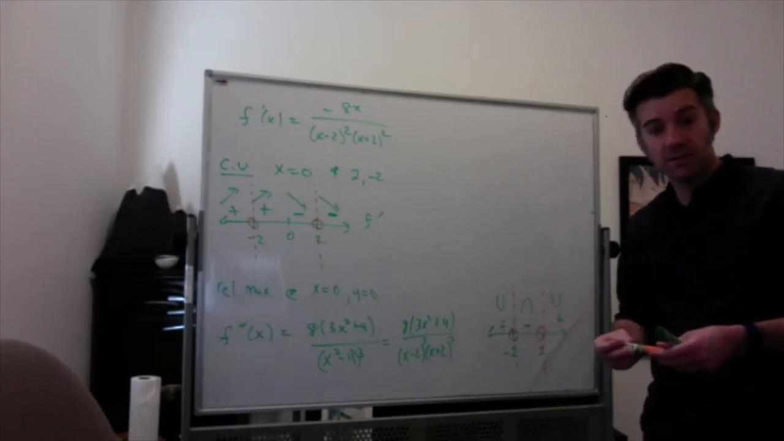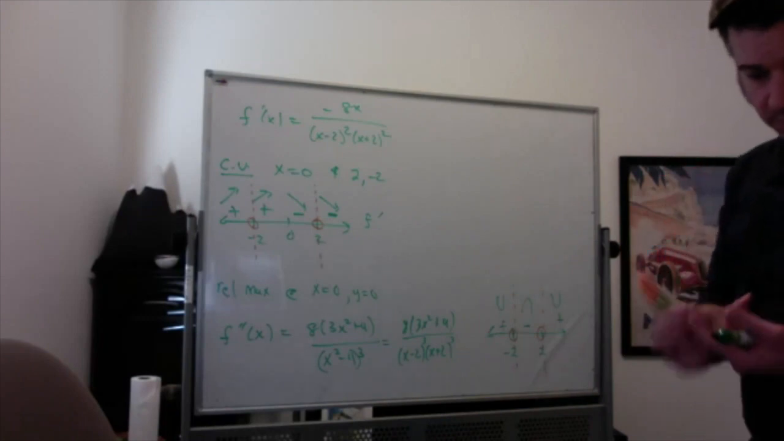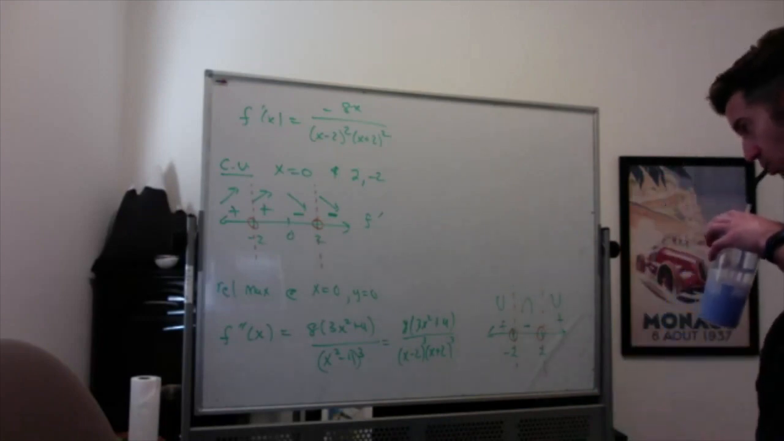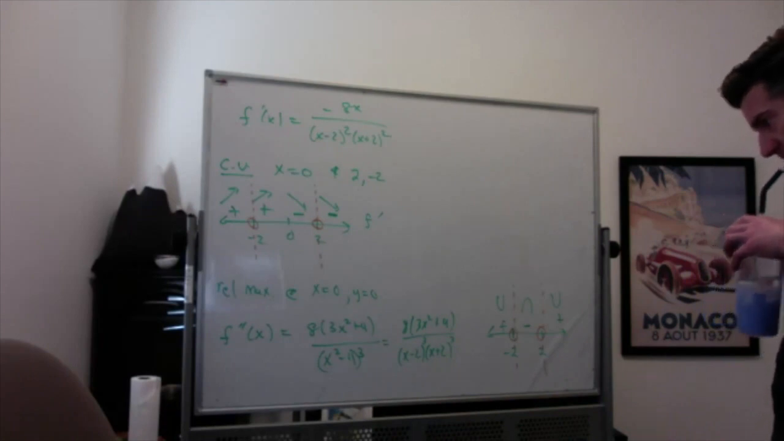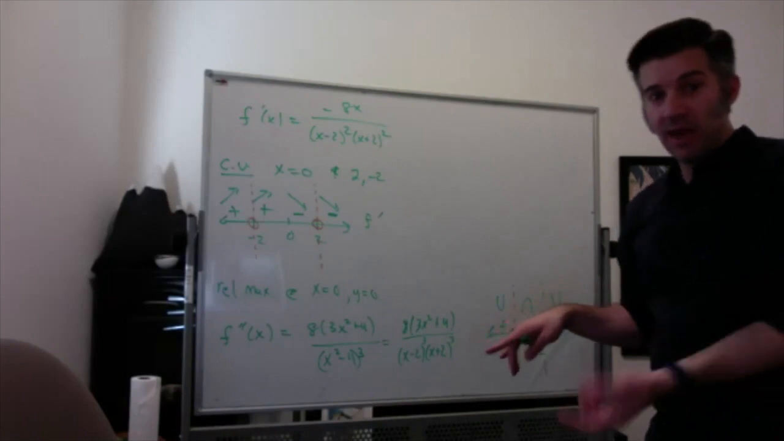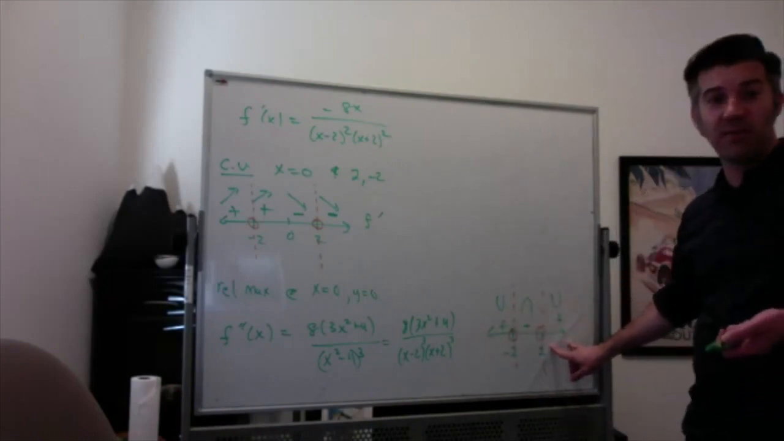I had a really quick question. Yeah, go ahead. So when you get the signs on the bottom right with the concavity, you got the positives and negatives from plugging in the negative 2 and positive 2? No, I'm never plugging in the actual critical values. I'm plugging in a value over here. So I picked the number 3.